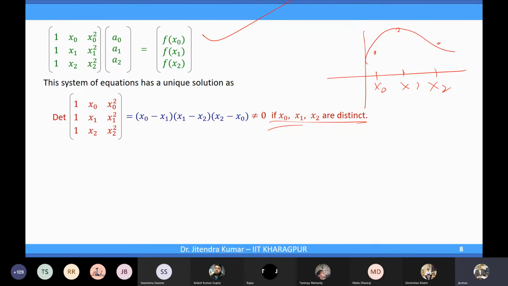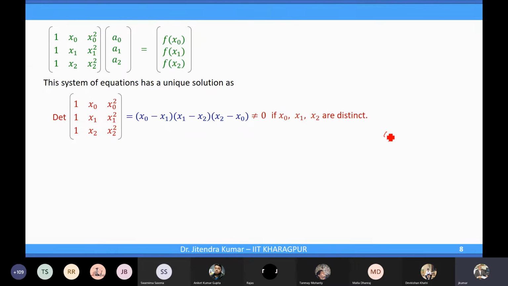You can solve this system of linear equations and then substitute those unknowns, a0, a1, a2 and so on, and then you have the polynomial. So how to get the polynomial, is that clear? If 5 data points are given, what will you do?